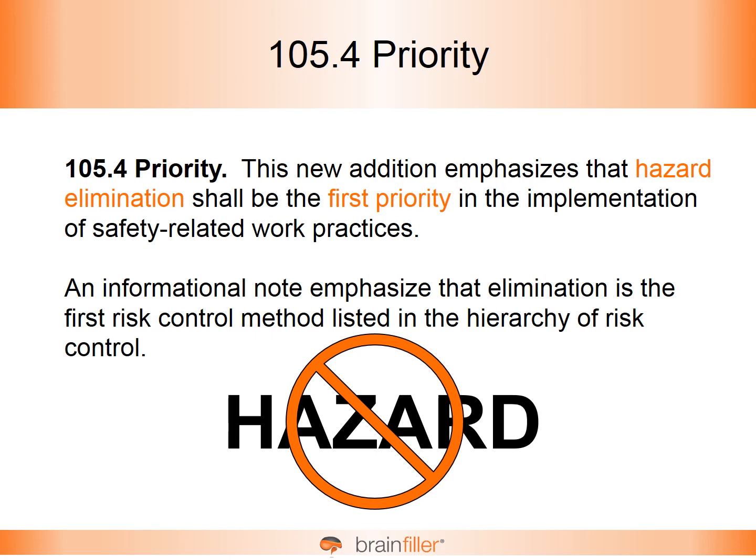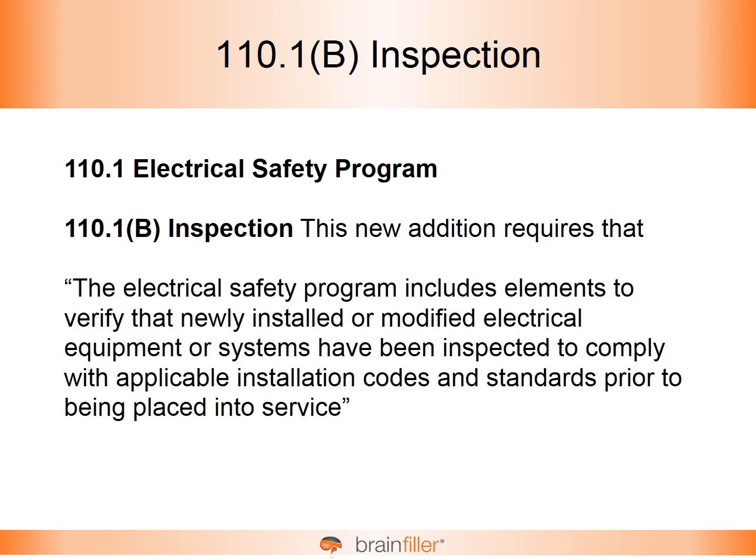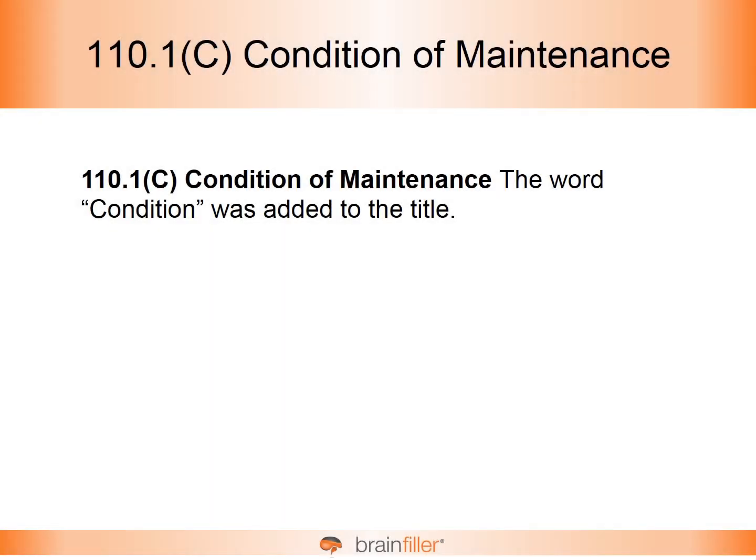Eliminate the hazard. As part of the electrical safety program, 110.1b inspection was added. And this new addition requires that the electrical safety program includes elements to verify that newly installed or modified electrical equipment or systems have been inspected to comply with applicable installation codes and standards prior to being placed into service. Condition of maintenance. The word condition was added. Previously, this simply was maintenance.